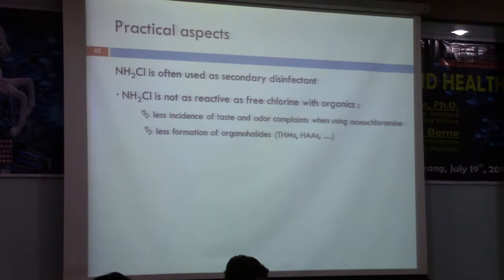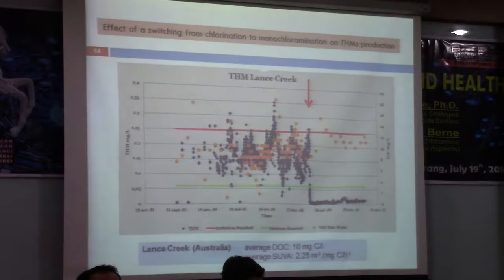And also they often use monochloramine instead of chlorine as the secondary disinfectant, because monochloramine is less reactive with organic compounds and produces fewer disinfection byproducts. As you can see in this slide, it is an example from Australia with a switch from chlorination to monochloramination in the drinking water treatment plant.